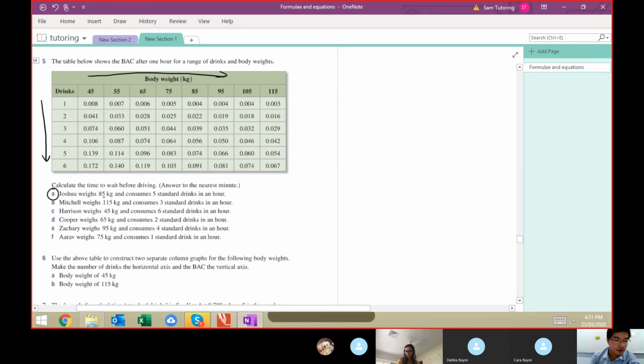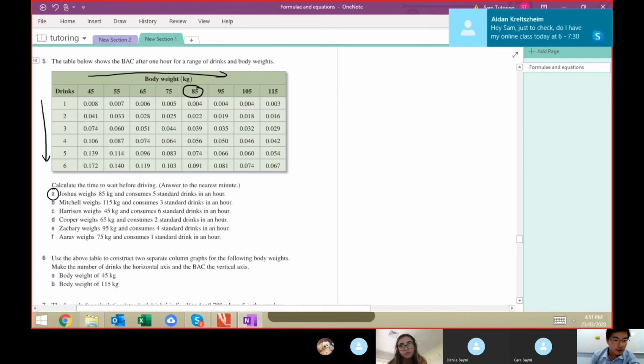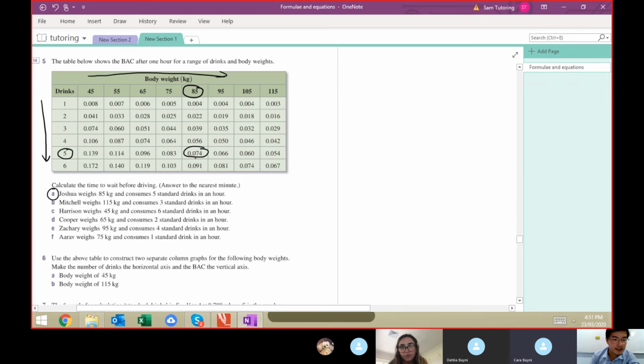Joshua weighs 85 kilograms, right? So you go to the column where it says 85, which is here. And then he consumes 5 drinks, so you also look here as well. So what BAC is that? Yeah, it's 0.074. The question says calculate the time to wait, so it's essentially the same thing we've been doing in the past example. We take the BAC, 0.074, divided by 0.015, and then you get the time. I'll do it quickly for you. 4 hours and 56 minutes. That's correct, yeah. It's easy stuff.